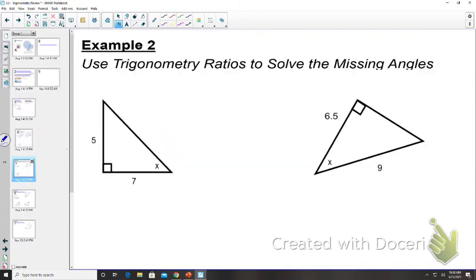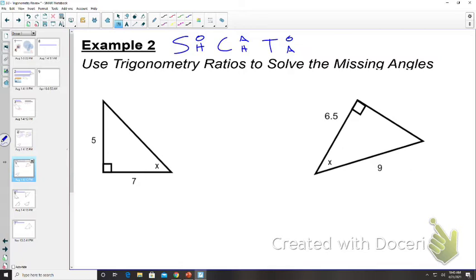Okay, so now we're going to use our trigonometry ratios. So this is SOHCAHTOA. We missed one. You guys can do that one on your own right now. Okay, so we can use trig ratios to solve for the missing angles.